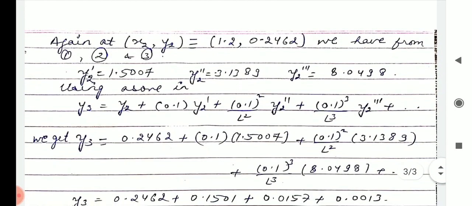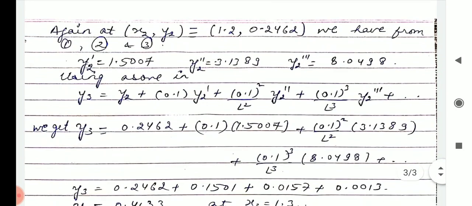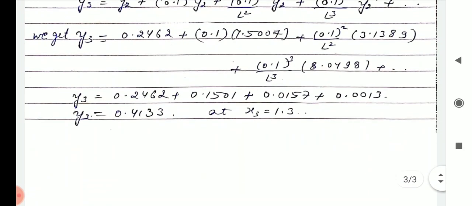Again at the point x2 comma y2, that is 1.2 comma 0.2462, we have calculated the values of y dash, y double dash and y triple dash, which come out to be 1.5007, 3.1389 and 8.0498. We have substituted the values in the same formula and we obtain the value of y3 as 0.4133, that is at x is equal to 1.3.